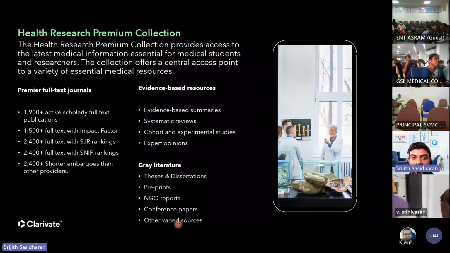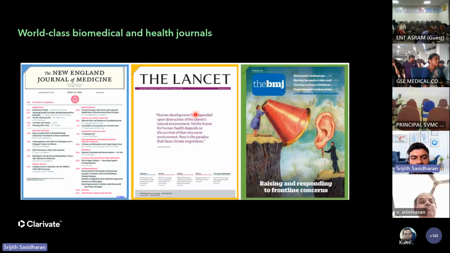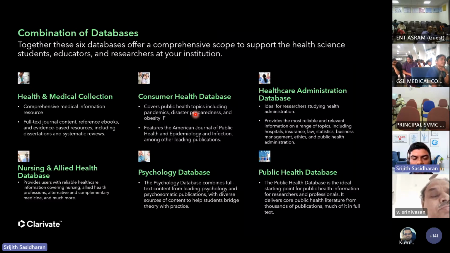Keeping in mind that medical students do look for evidence-based literature like systematic reviews and meta-analyses, we have also indexed more than 2,50,000 evidence-based resources in this database. You can have access to premium journals like NEJM, Lancet, and BMJ, with very minimum embargoes on our platform, so you can access the latest articles very quickly and use them for your research activities.